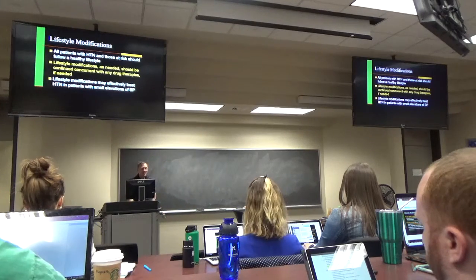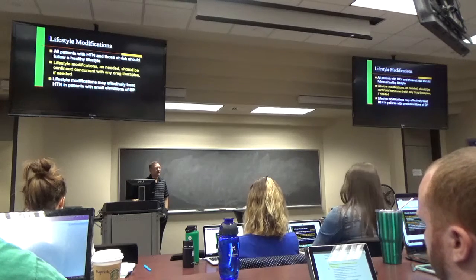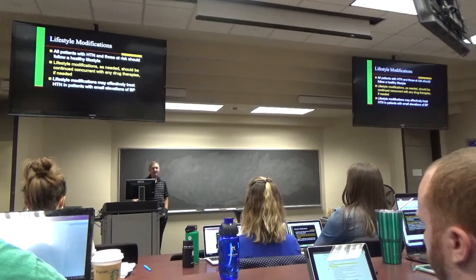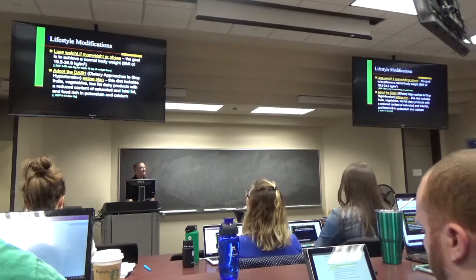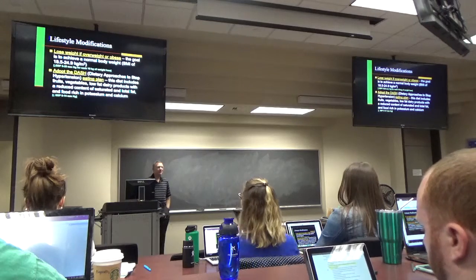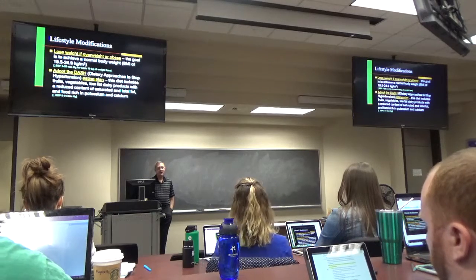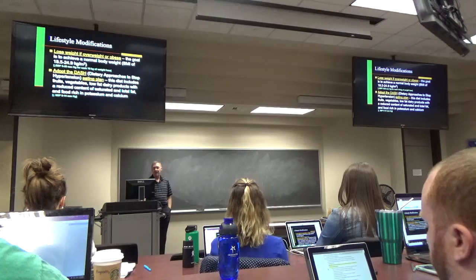Lifestyle modifications may effectively treat hypertension in people with small elevations. Lifestyle alone can reduce blood pressure. I have seen it, and it is not a fake notion, it's real. So here are the lifestyle modifications. First is to lose weight if they're overweight or obese, and your goal is to get the BMI between 18.5 and less than 25. That's where you're going, okay?